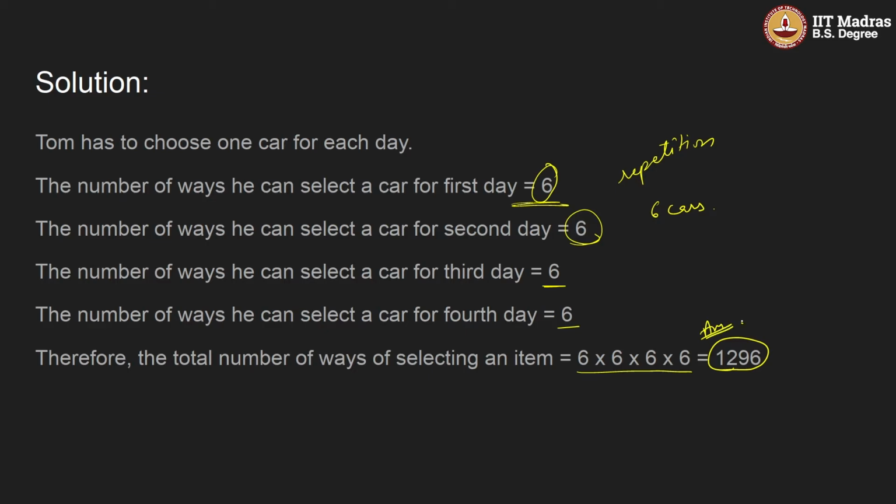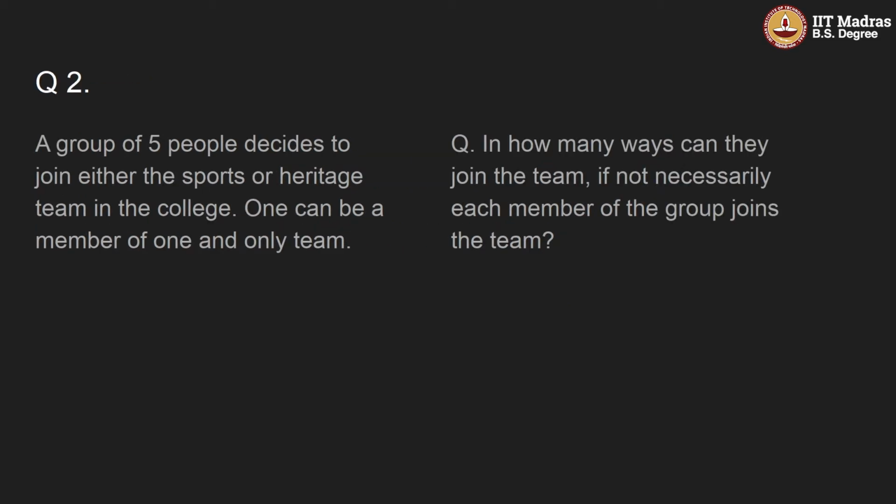See that these are the number of ways of selecting a car for the 4 days. Okay. Now, second question. A group of five people decides to join either the sports or heritage team in the college. One can be a member of one and only one team. Okay, just remember this statement. In how many ways can they join the team if not necessarily each member of the group joins the team?